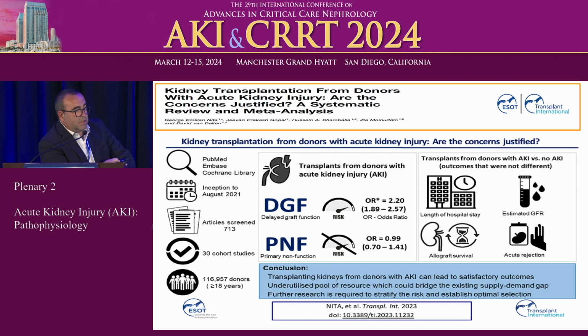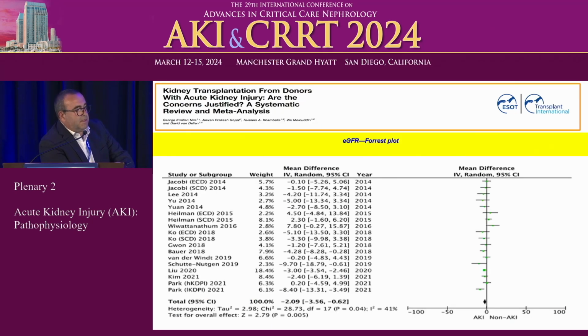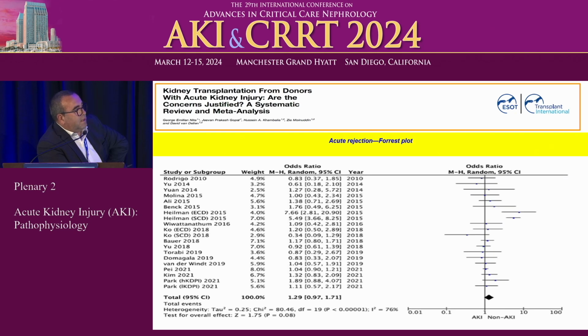However, transplant for donors with AKI versus no AKI, if you look at the outcomes, are not different in terms of length of hospital stay, estimated GFR, allograft survival, and acute rejection. And this is also present in this meta-analysis. If you look at the forest plot for eGFR in AKI versus non-AKI transplant from donors with kidney transplant, no difference in terms of eGFR, no difference in terms of acute rejection.